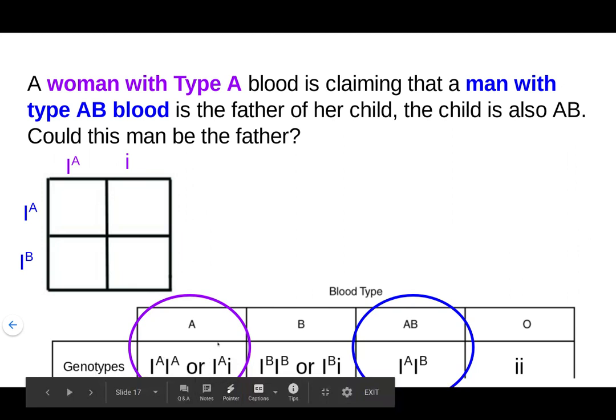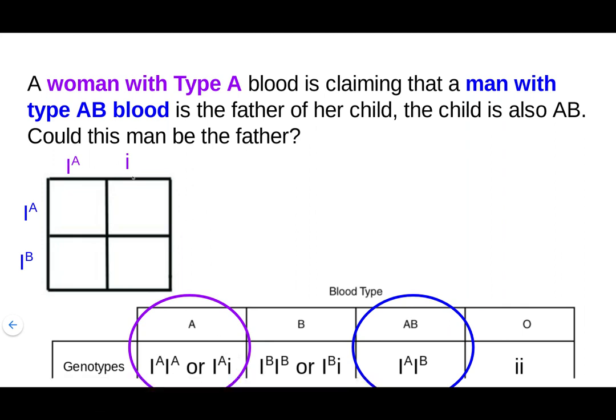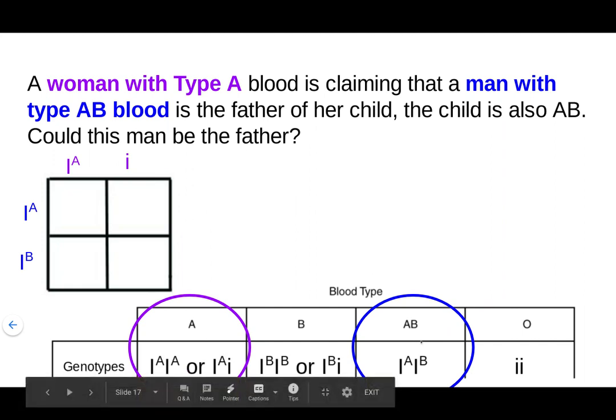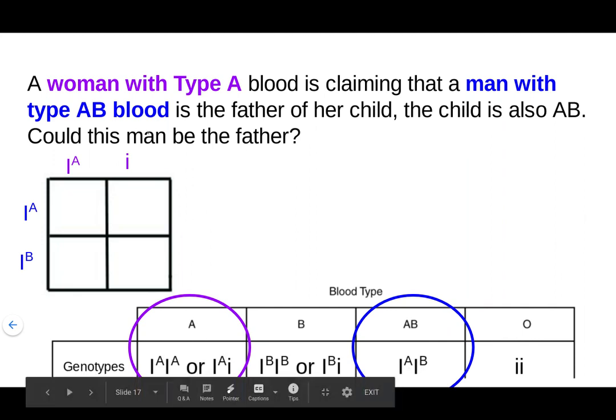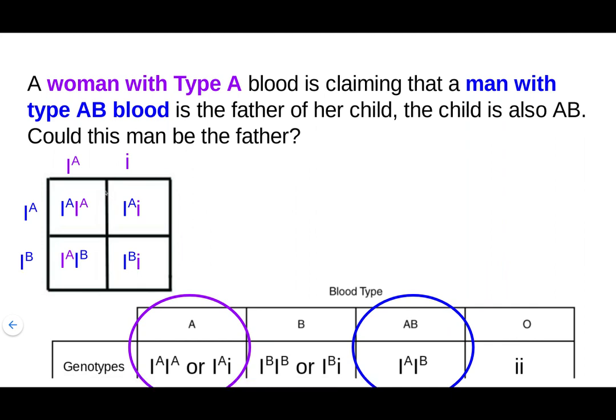I use the heterozygous version because that's going to give me the most options of what might happen. If I use the homozygous version instead of the heterozygous one, it's going to limit the options that I could possibly come up with. So I use the heterozygous one, IA with a little i. For the man, he is AB, so he has to be capital IA, capital IB. So I cross those, and this is what I end up with.